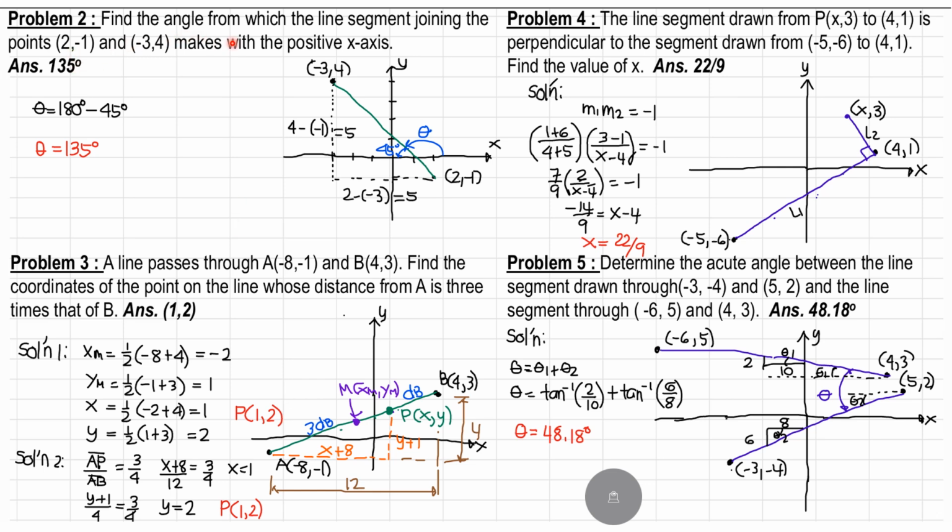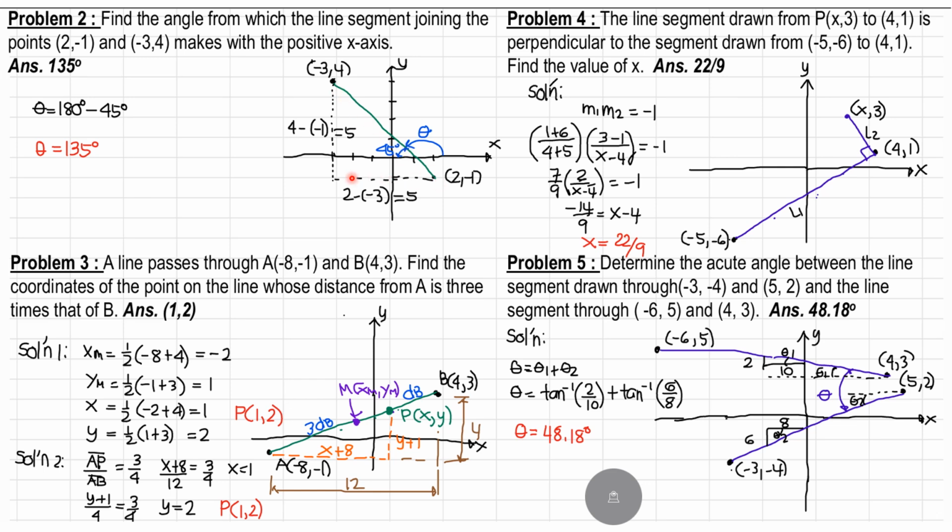Problem 2, find the angle which the line segment joining the points 2 comma negative 1 and negative 3 comma 4 makes with the positive x-axis. So this is 2 comma negative 1, and that is negative 3 comma 4, and we are looking for this angle from the positive axis to that line there. So we can analyze for this acute angle here.